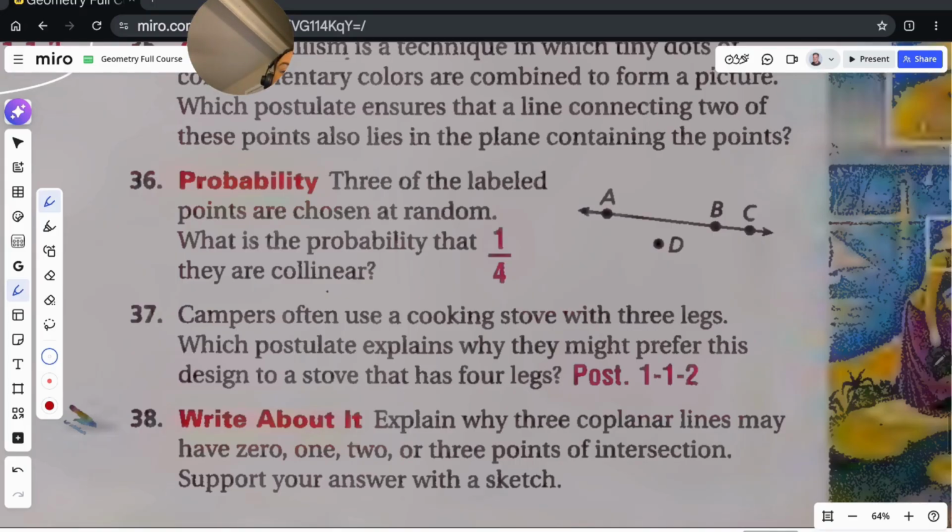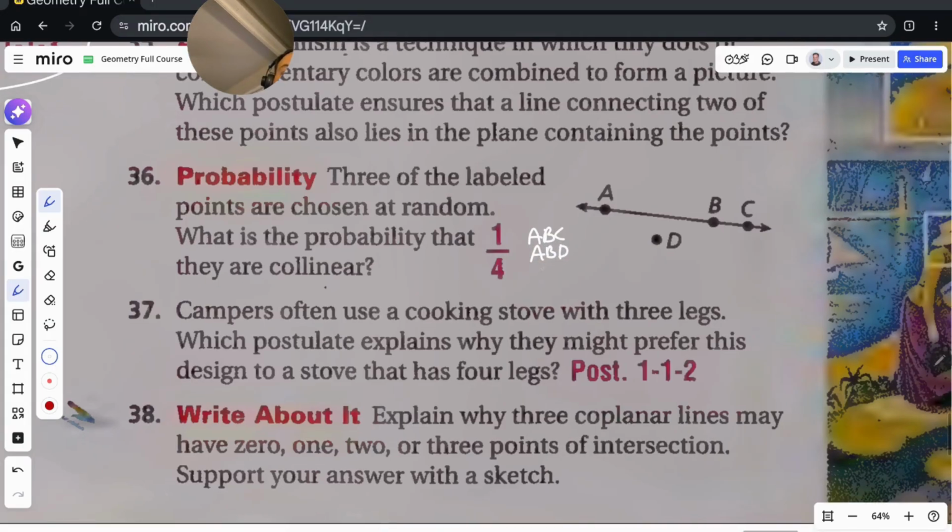So for example, we have ABC, ABD, ACD, BCD. All right. So that's 4 different groups, 1, 2, 3, 4.